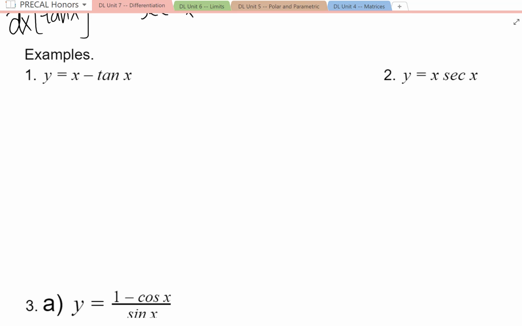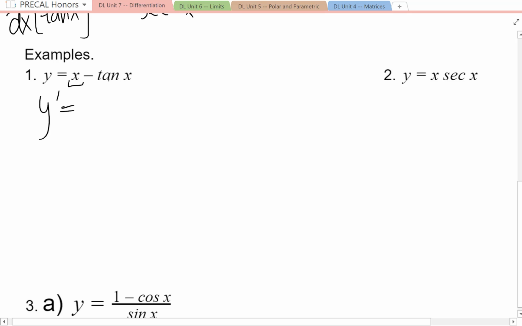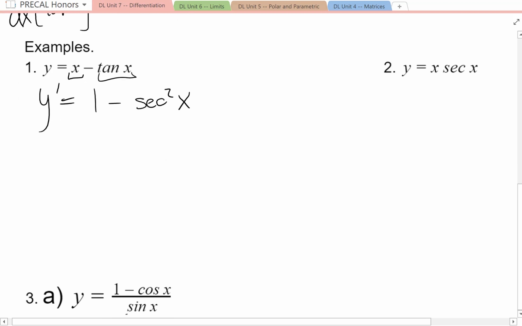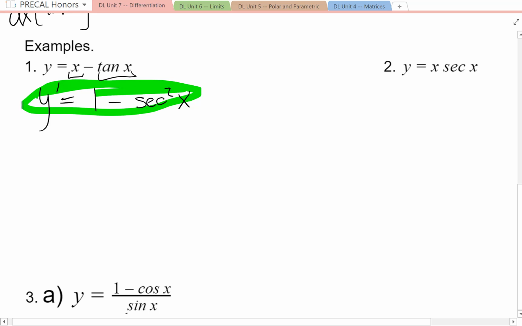The derivative of y equals x minus tan x. So you have y prime would be the derivative of this minus the derivative of this. All right, the derivative of x is 1 minus the derivative of tangent, which is secant squared x. And you're done. That's it.